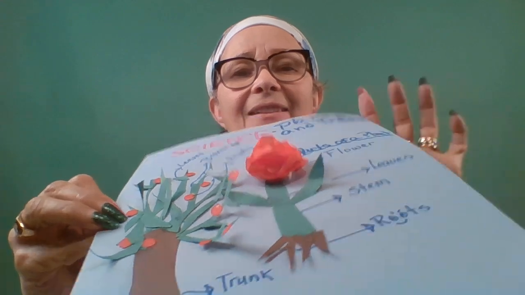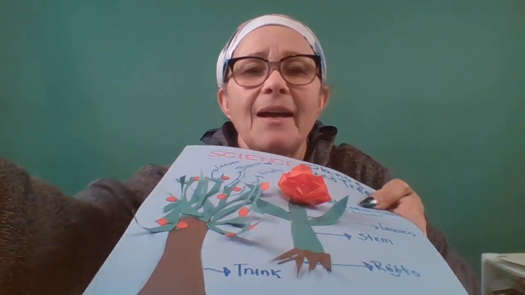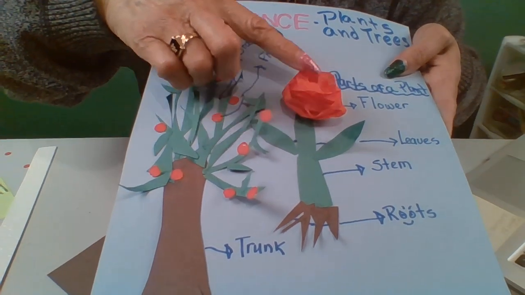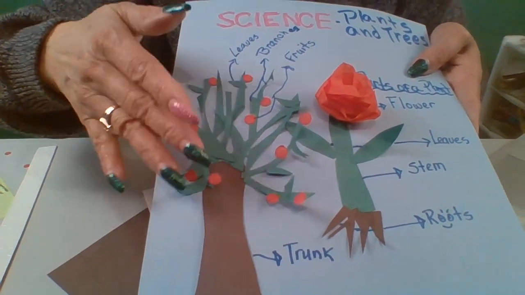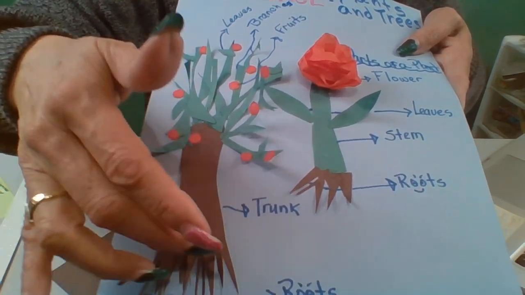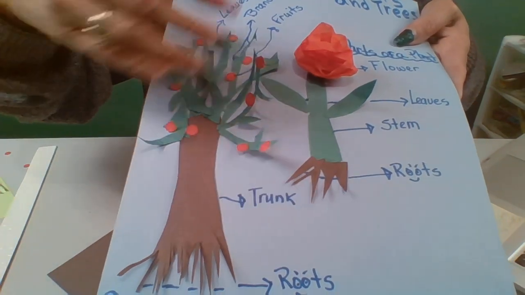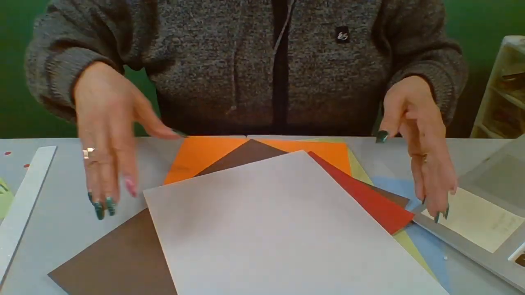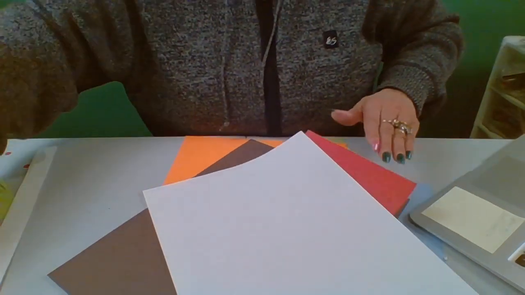Look, this is a 3D plant. Look over here, kiddos. This is a 3D plant, and this is a 3D tree. Isn't that cool, guys? So we are going to learn how to make this. Okay, kids? I am going to show you.